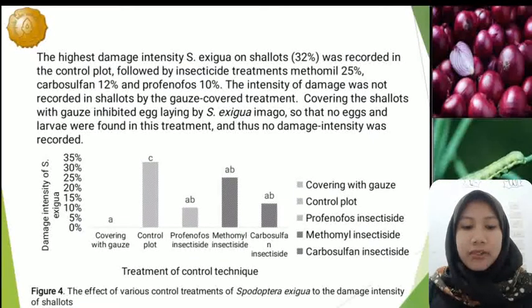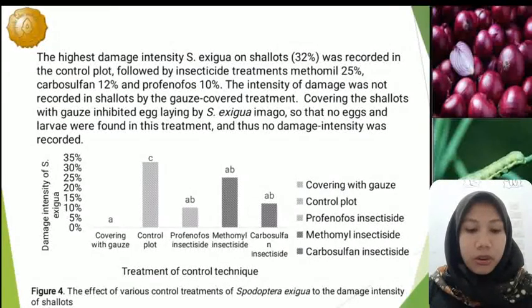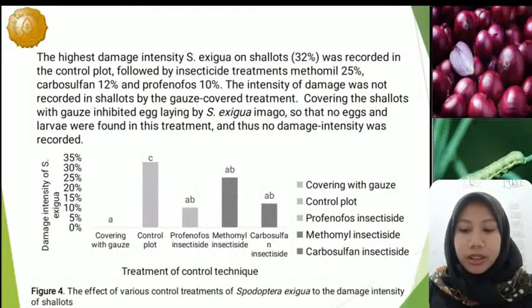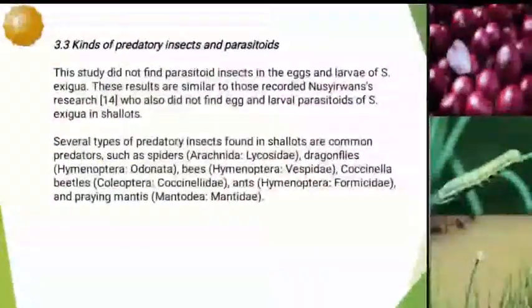a significant difference. The highest damage intensity of Spodoptera on shallots, 32%, was recorded in the control plot, followed by insecticide treatments metomil, carbosulfan, and profenofos. The intensity of damage was not recorded in shallots with the gauze cover treatment. Covering the shallots with gauze inhibits egg laying by Spodoptera exigua imago, so that no eggs and larvae were found in this treatment, and thus no damage intensity was recorded.